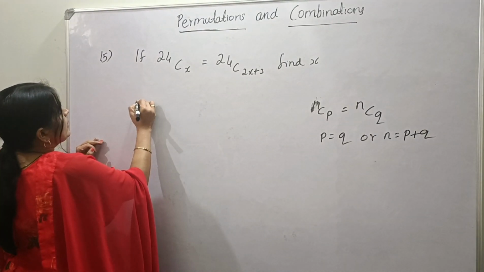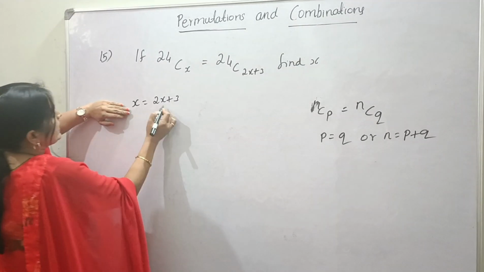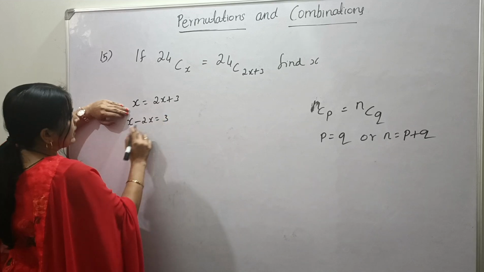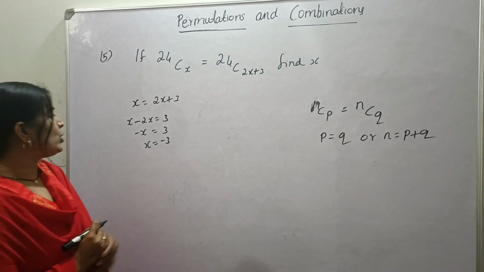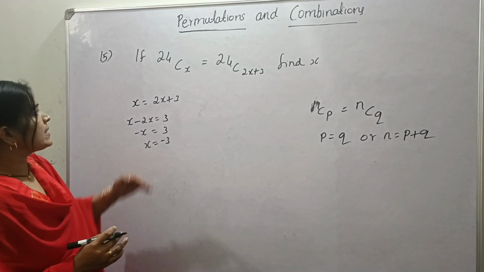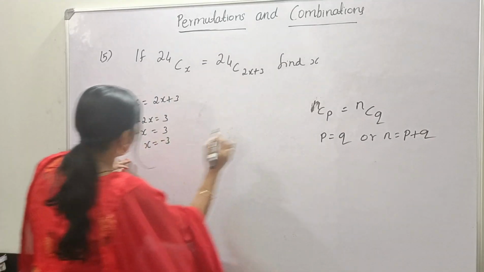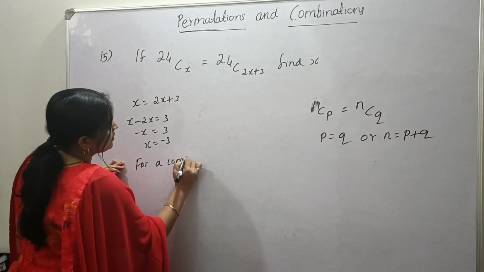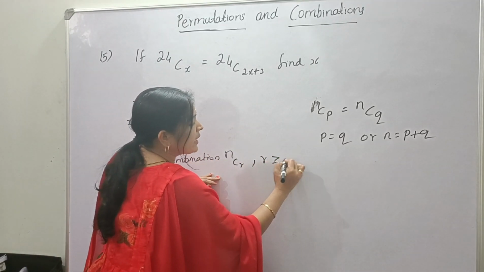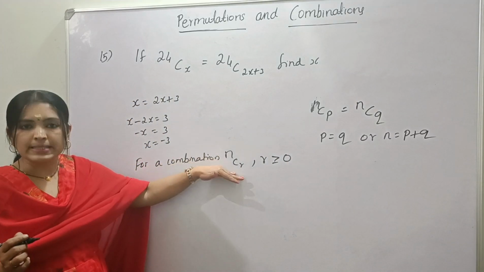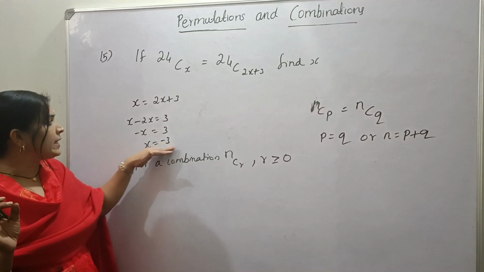First one, p is equal to q, so x is equal to 2x plus 3. That is x minus 2x is equal to 3, that is minus x is equal to 3, so x is equal to minus 3. Here we have got the value of x is equal to minus 3. That means 24C minus 3. And we know that for a combination nCr, r must be greater than or equal to 0. That means r should be positive. Therefore it is impossible.